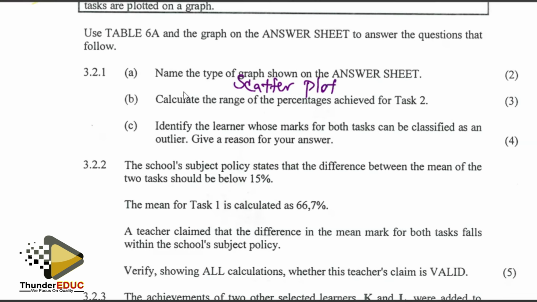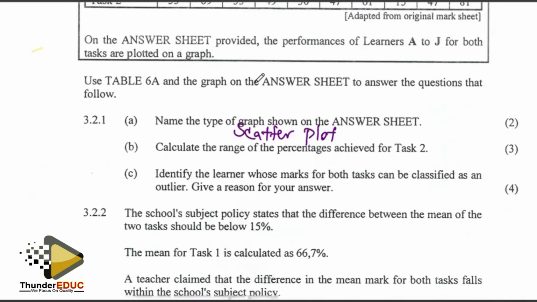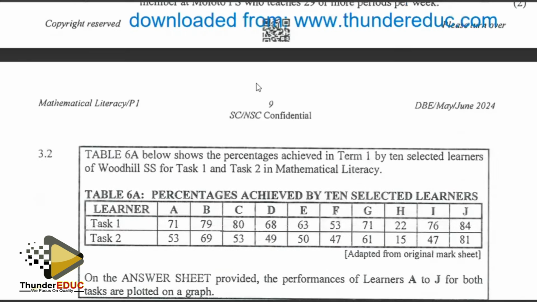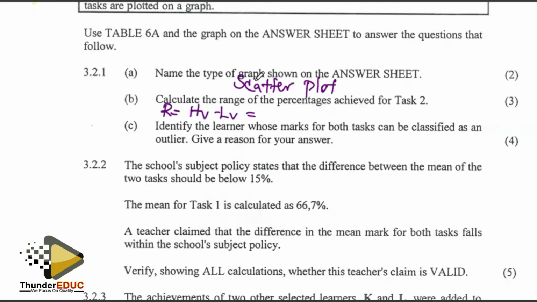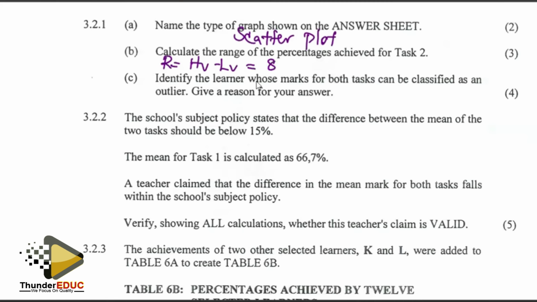Calculate the range of the percentages for task 2. We shall come here, task 2 is this. But first and foremost, what is range? Highest value minus lowest value. So we are looking for the highest value here, task 2. The highest value is 81 and the lowest value is 15. So it will be 81 minus 15.